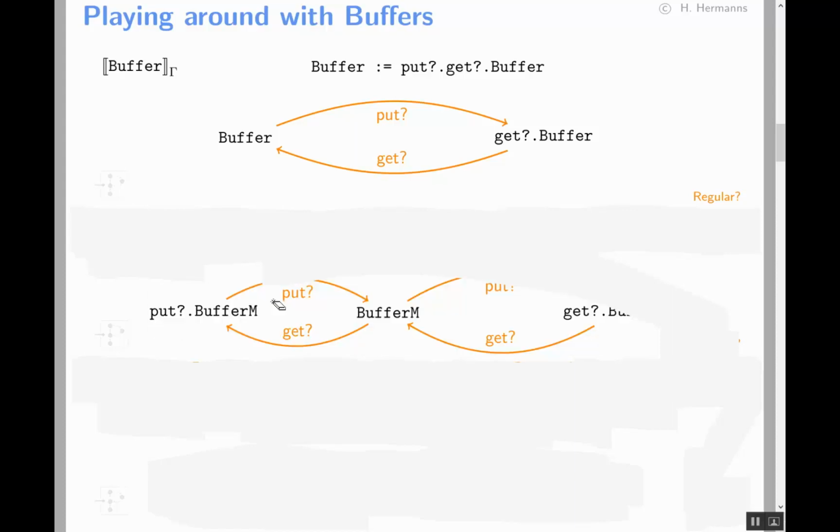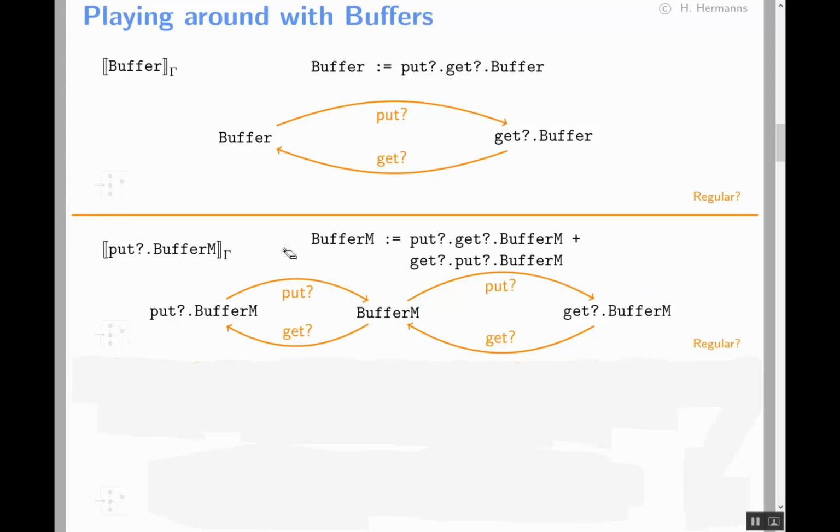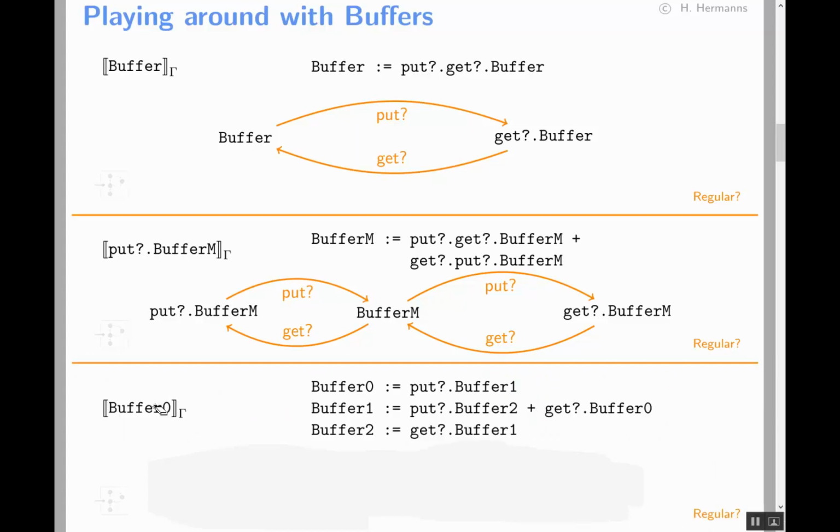Then we have seen this one, right? You remember? With this behavior, and that one being the initial state. And again, the question, is this regular? Answer, yes. The third that we have seen is this one.